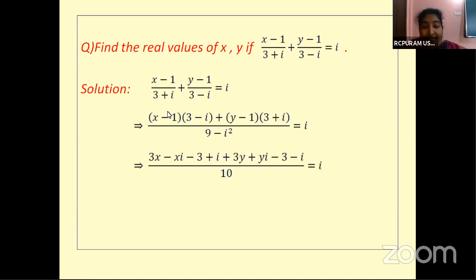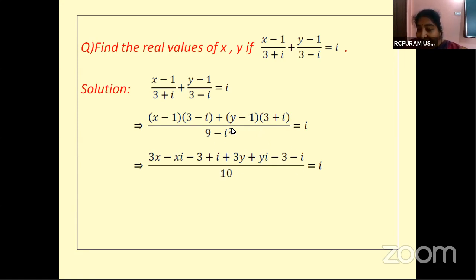You will have it as 3 into x, that is 3x. x into minus i is minus xi. Minus 1 into 3, which is minus 3. Minus 1 into minus i is plus i. Then you have plus y into 3 is 3y. y into i is yi. Minus 1 into 3 is minus 3. Minus 1 into i is minus i.